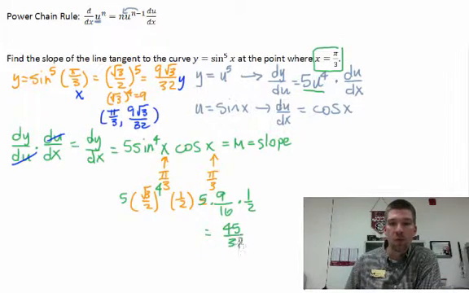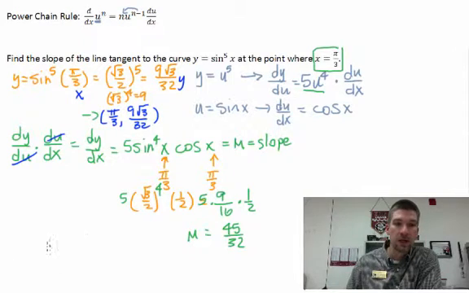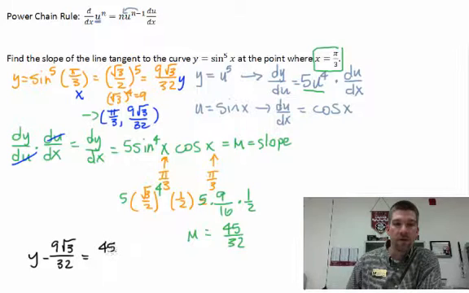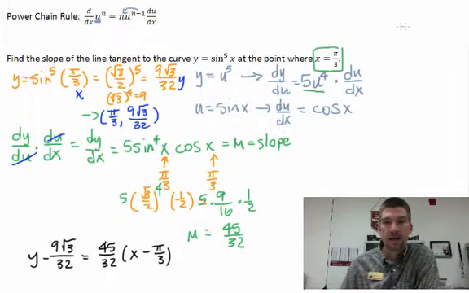That's your slope. So now I have a slope, I have a point, and so the equation of my line then is going to be y minus the y coordinate, 9 square roots of 3 over 32, there's no need to write this as a decimal, equals 45 over 32 times x minus pi over 3. And that's all there is to it.